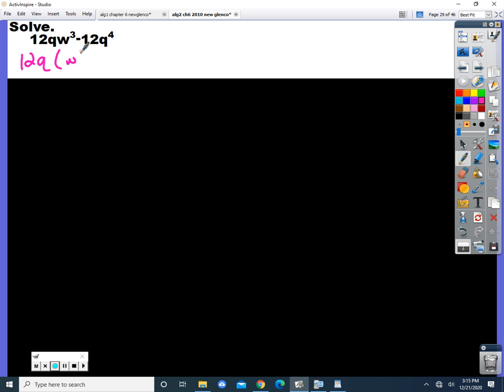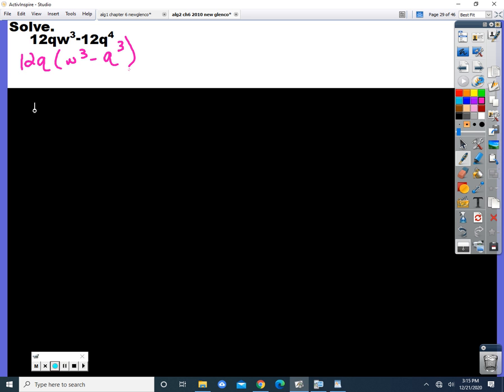So then we have W cubed minus Q cubed. That's hard to say. Now, this GCF, don't lose it, but there's nothing else to do with it. You don't have to factor it any further. But this, my friends, is the difference of two cubes. So use that same pattern. I know they're different variables, but it's not bad.